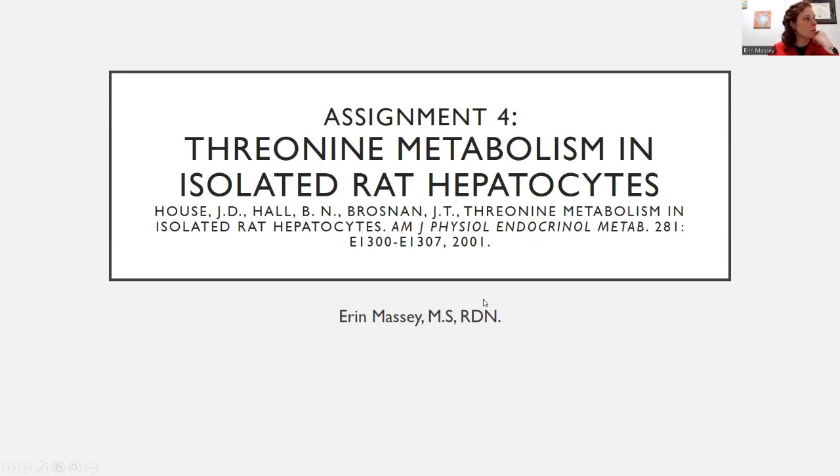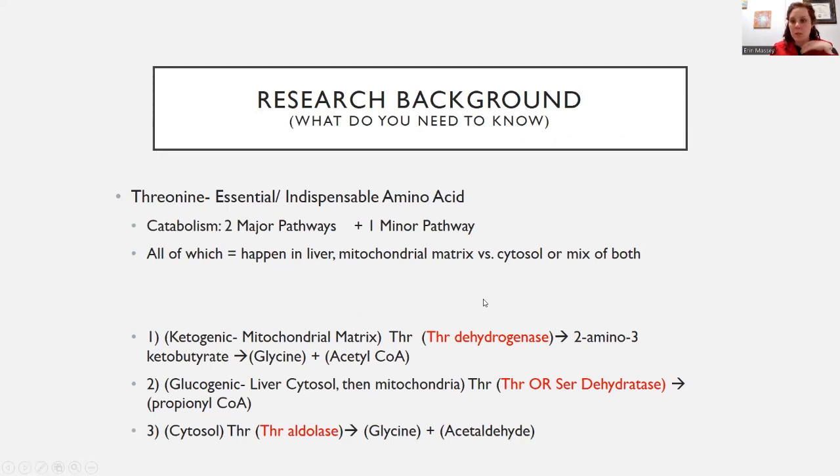So what's some background? What do you need to know before looking at the study to understand it? The main information we need to know, which will support our lecture, are the 3 essential pathways of threonine. Threonine is an essential amino acid. It's indispensable, meaning we cannot use another amino acid to make threonine. We have to eat it.